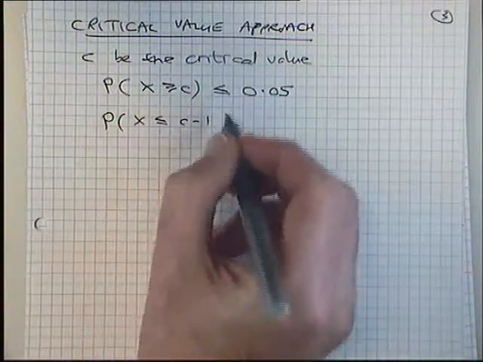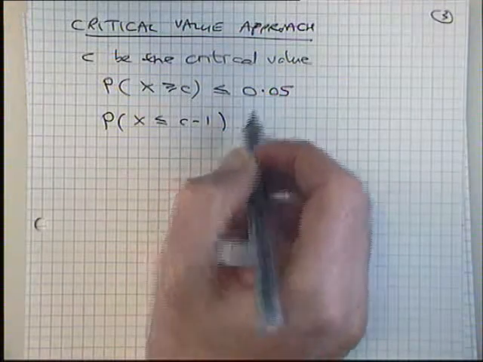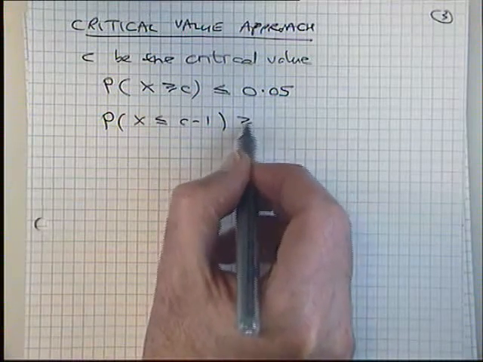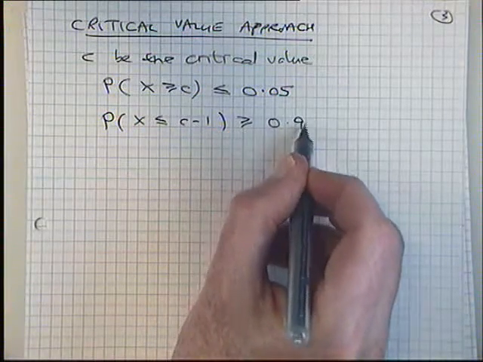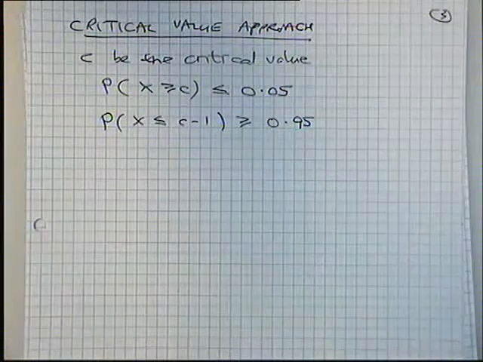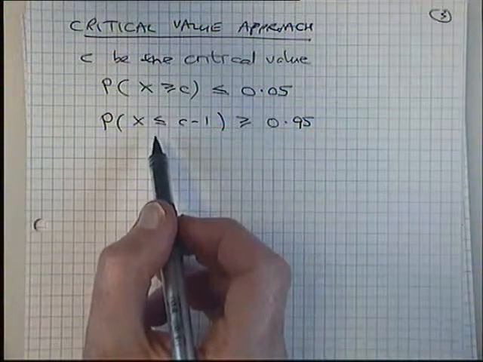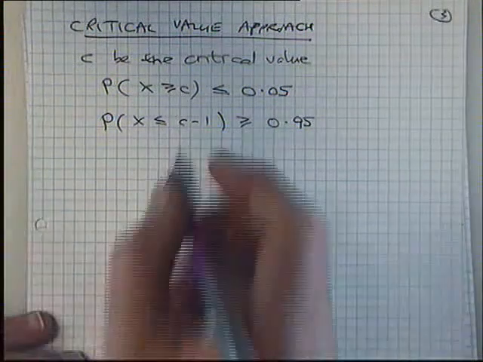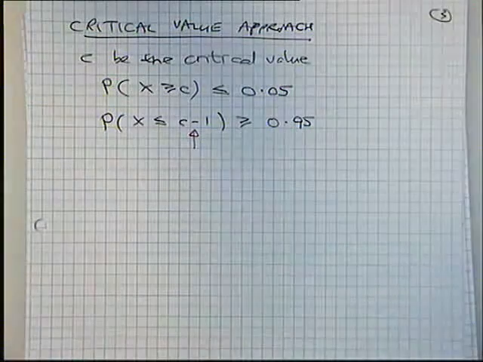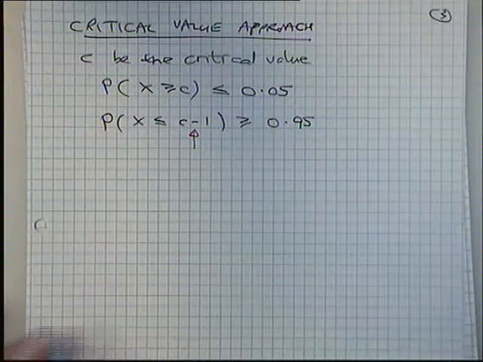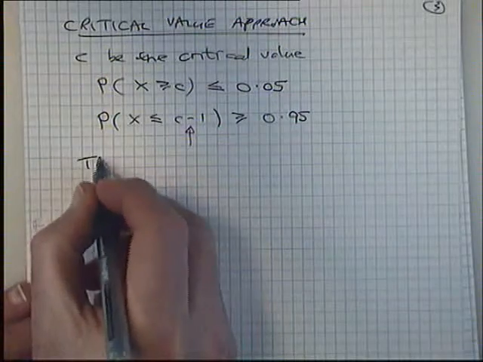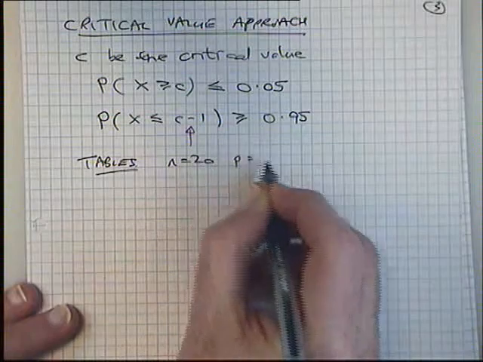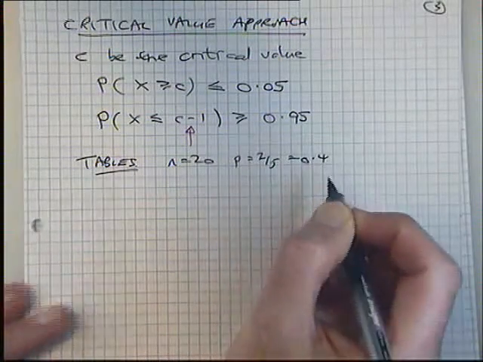So this C minus 1 here is really important. And I'm turning that around. What will this number over here be then? So I'm turning all of this around the other way around. Yes, 0.95. Okay. And I'm turning it round because our tables are less than or equal to tables. And this fact here, that this now is C minus 1, that is quite important, that you actually remember to do that. So what we want to do now is we want to go to our tables, and we are going to use the n is 20, the p is 2/5, which is 0.4 as a decimal.